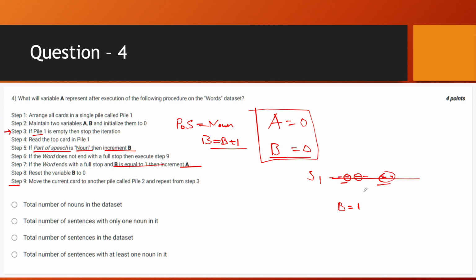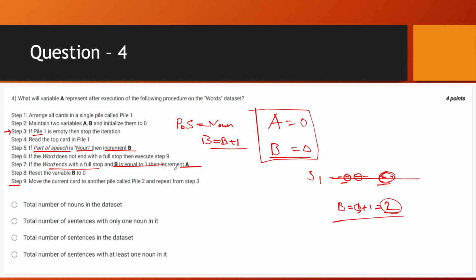Then when you go forward, you found another word in the sentence with a noun. Then the value of b would now be incremented by 1 and would be equal to 2. But what does step 7 state? Step 7 states that the word should end with a full stop and the value of b should be equal to 1. But in this case you can see that the value of b is 2, because now it has found 2 nouns in the same sentence. So what does it mean?